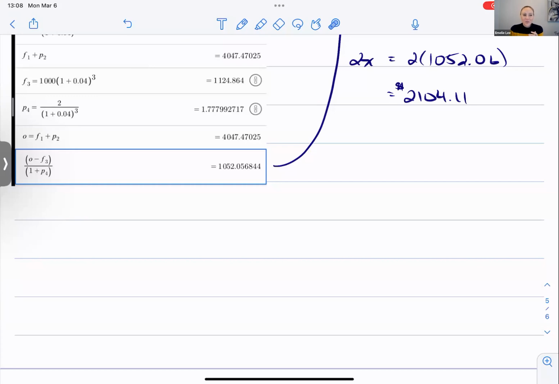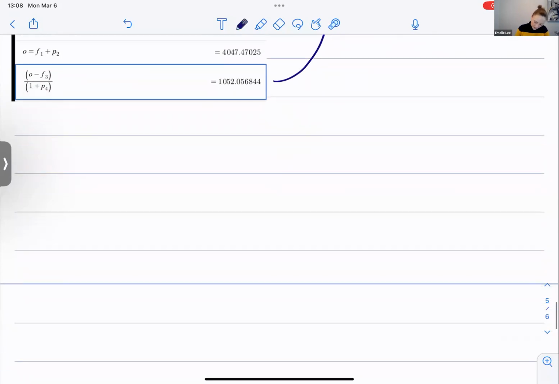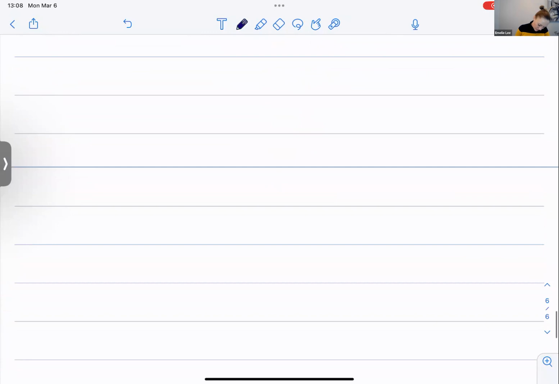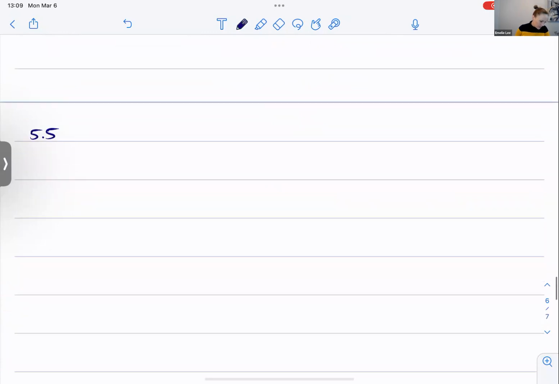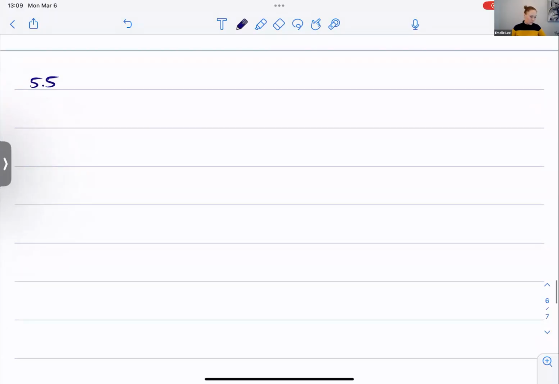What I want to do is, now that you know all the work and know how to use the formulas, I want to use the calculator. So now we're going to use the financial calculator to find things like the present value and the future value and all that kind of fun stuff. So section 5.5, I'll put on a new page here, is using your calculator for compound interest problems.